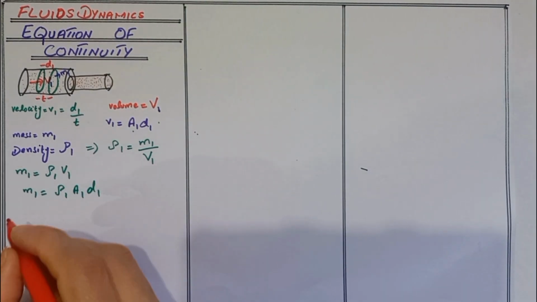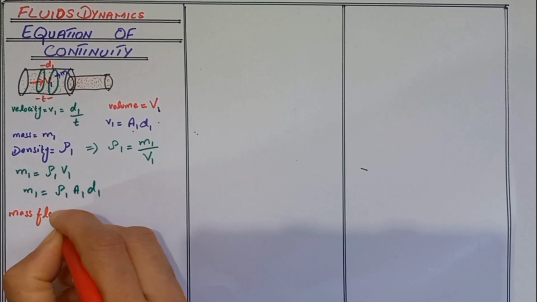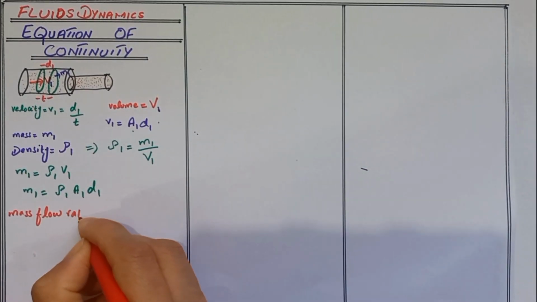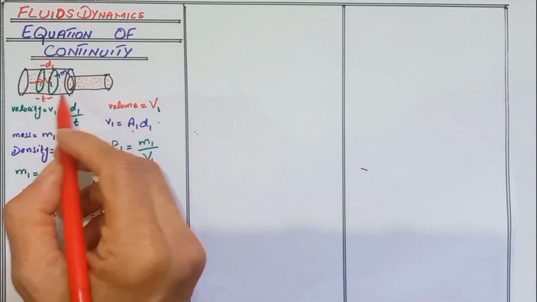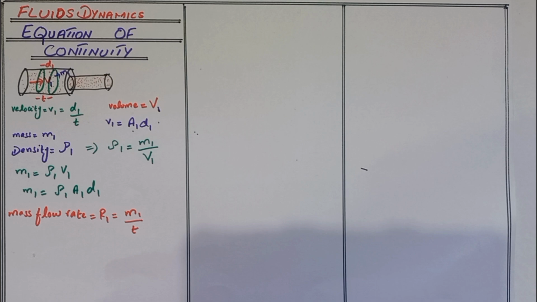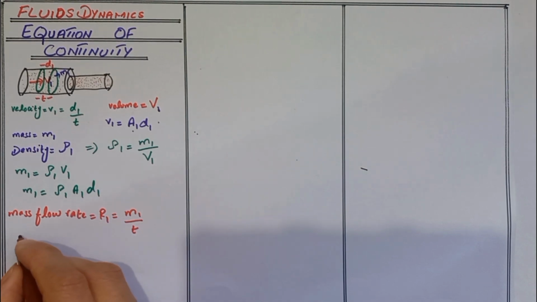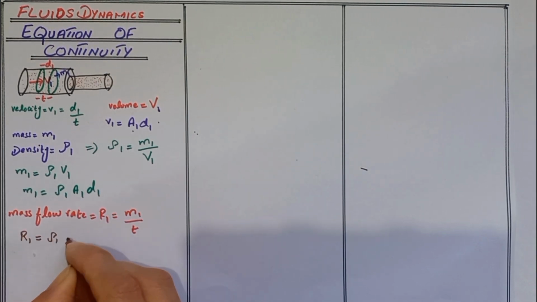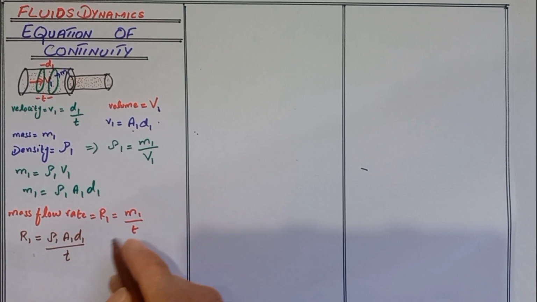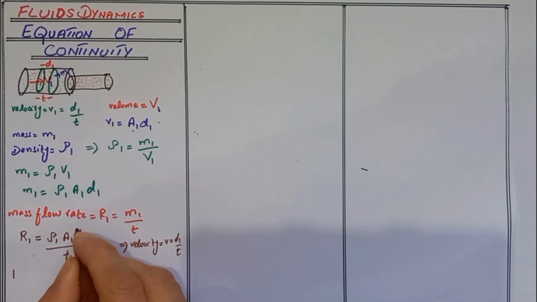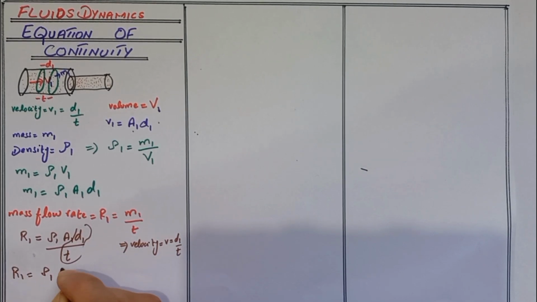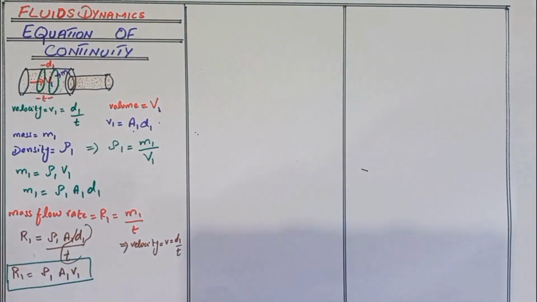Now we know that the mass flow rate for the first container, R1, is equal to the mass of the gas in container 1 over time t. Putting in these equations, the rate of flow of mass is rho 1 A1 D1 over t, and D1 over t is the velocity v1. So R1 is equal to rho 1 A1 V1. That is the mass flow rate of container 1.